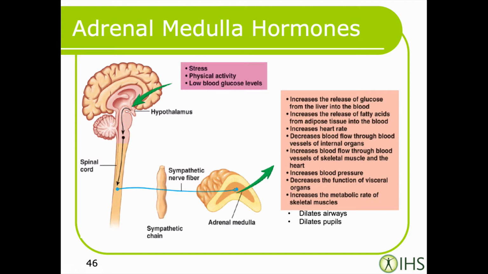So adrenaline constricts the blood vessels in your internal organs, but it dilates the blood vessels in your heart and your skeletal muscle. So you end up having an increase in blood flow to the skeletal muscle and a decrease to the internal organs. It also increases your blood pressure. It decreases function in the visceral organs, and it increases the metabolic rate in your skeletal muscles. So you want to have more energy in your muscles.